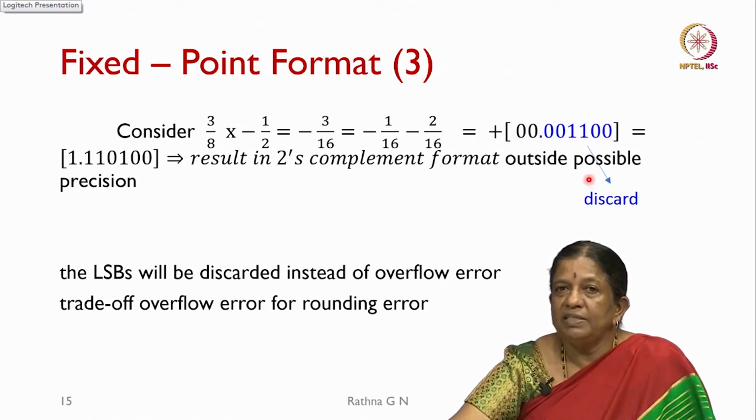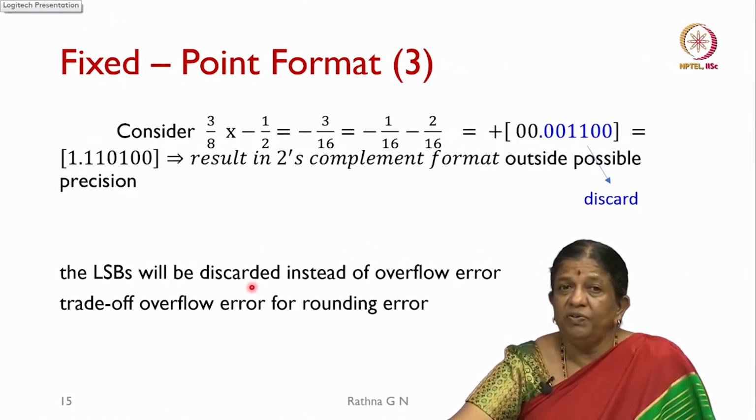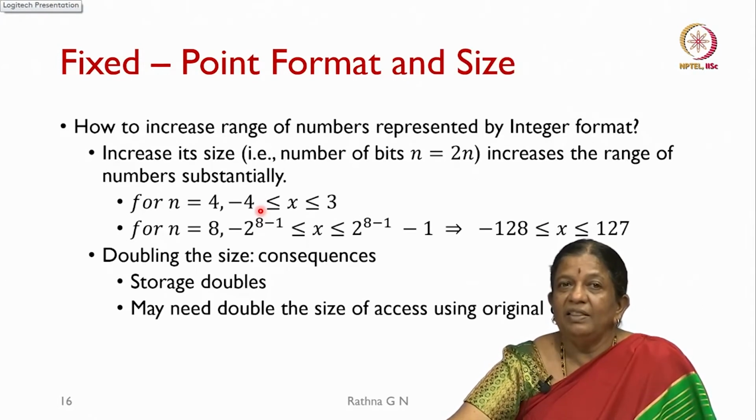So, we say it is outside the possible precision. In this case, we will be discarding one of the zeros here, and then the lower values we can discard and take only the 4 bits. So, that is what we say, the LSBs will be discarded instead of overflow error. What is the trade off in this case? Trade off is overflow error for rounding error that we have to consider. What is the value represented? Can you tell me in this case?